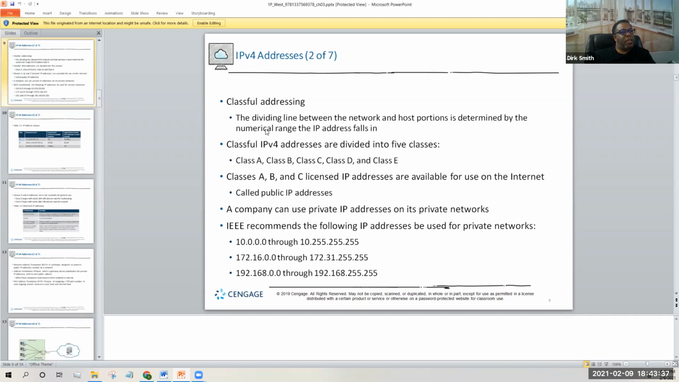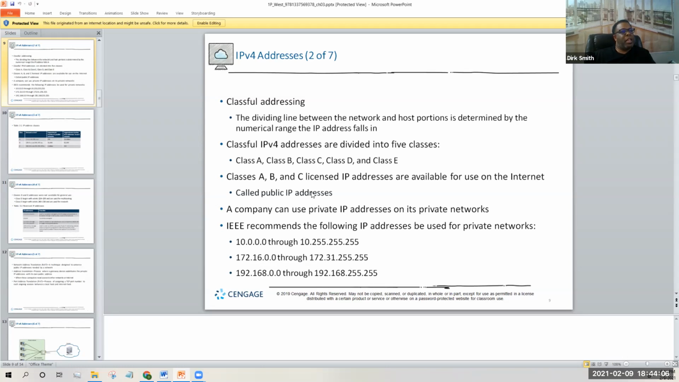Classical addressing. The dividing line between the network and the host portion is determined by the numerical range that the IP address falls into. IPv4 addressing is divided into 5 classes. So we have a class A, B, C, D, and E. If you look at the bottom here, skipping down, 10.0.0.0 is a class A IP. This one here is class B, and then this is the class C IP address.